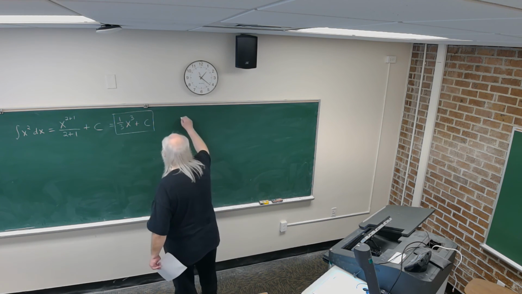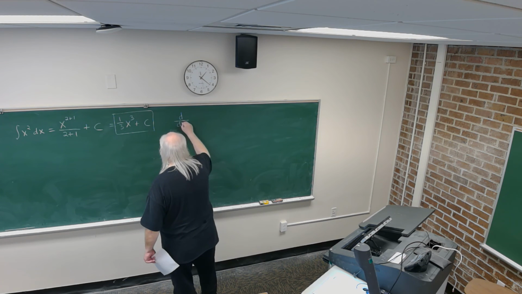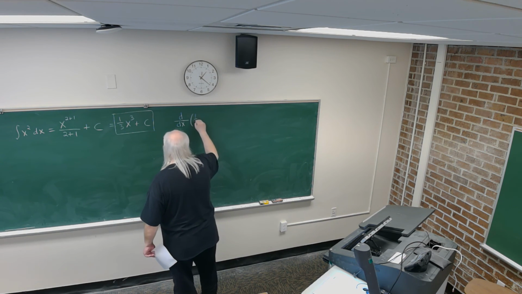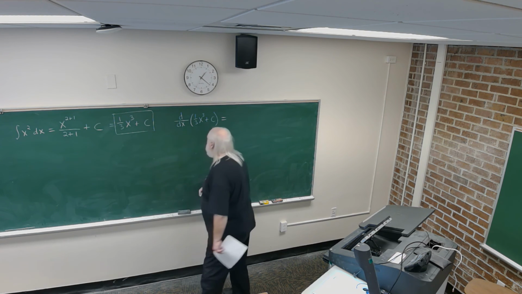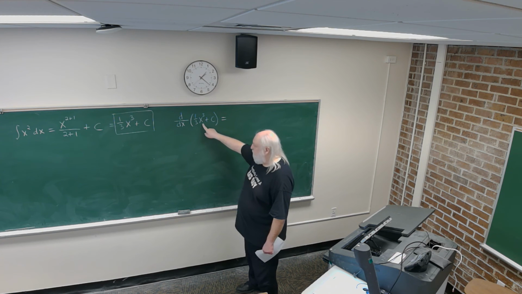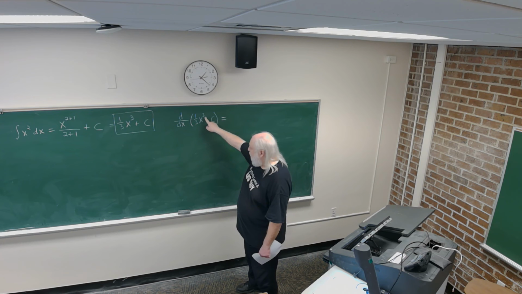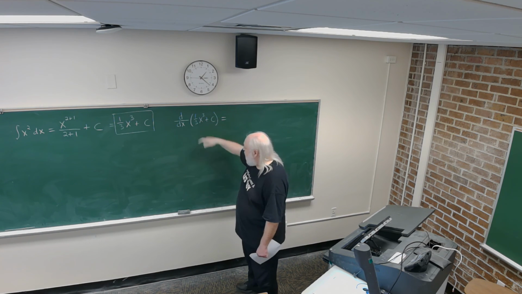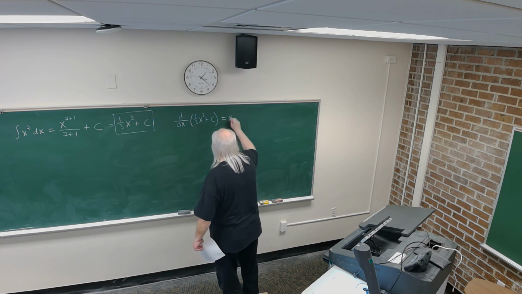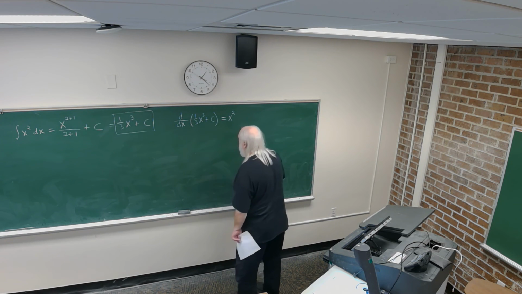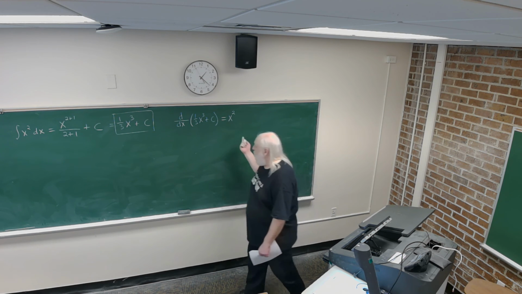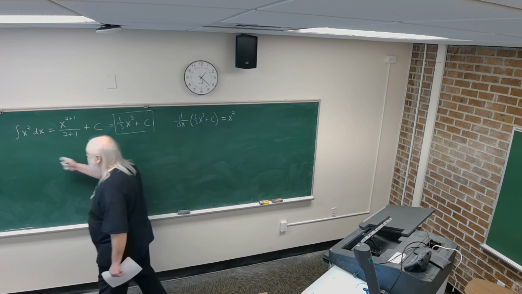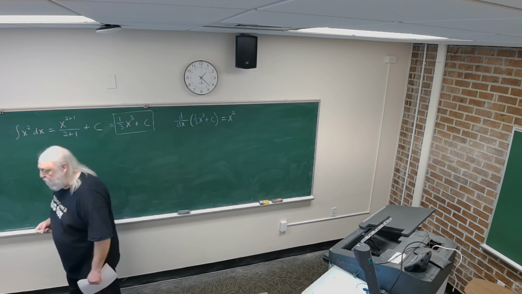And to check, you differentiate your answer with respect to x. So using the power rule for differentiation, you bring the 3 down from the x and subtract 1 from the exponent. Well, 1/3 times 3 is 1. And when you subtract 1 from the exponent, you have x squared, and the derivative of the constant c is 0. And so the derivative of our answer equals the integrand. So we have the right antiderivative.